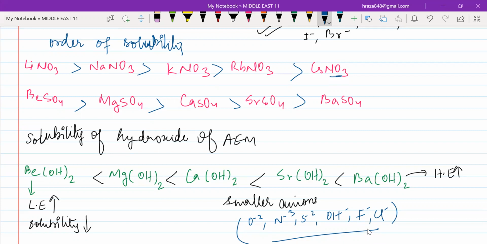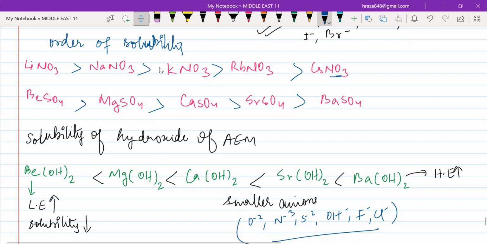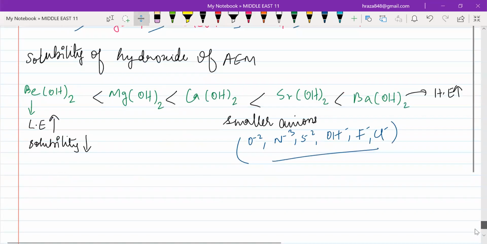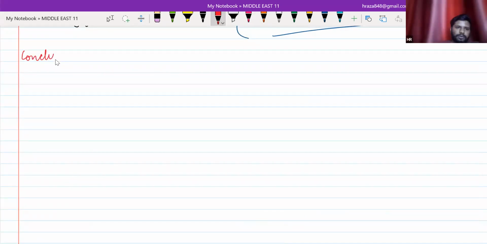So when you're saying increasing and decreasing, it means increasing and decreasing down the group, right? Yes, yes, down the group. Done, sir. Very good. Write a conclusion about this.